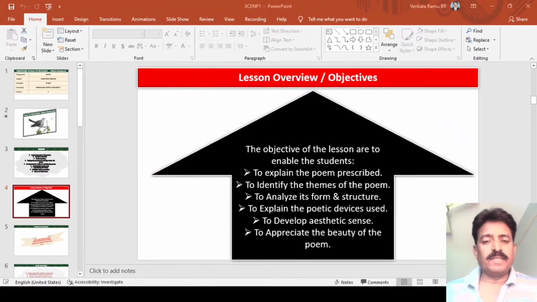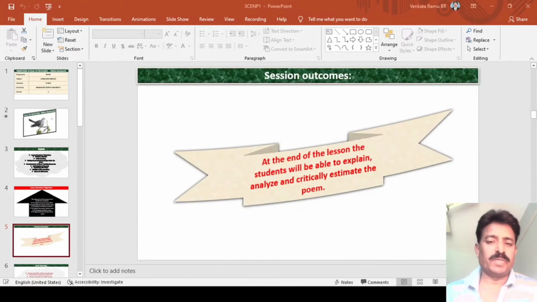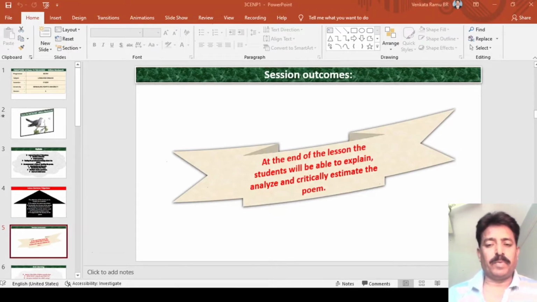The objectives of the lesson are to enable students to explain the poem prescribed, to identify the themes of the poem, to analyze its form and structure, to explain the poetic devices used, and also to develop the aesthetic sense and to appreciate the beauty of the poem prescribed. At the end of this session, I am sure the students will be able to explain and analyze the poem critically and estimate the poem.